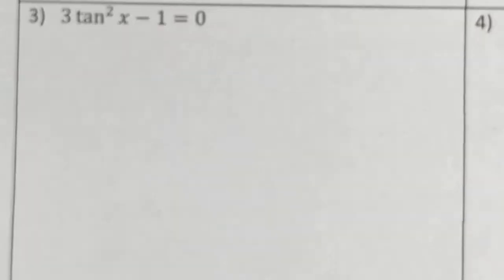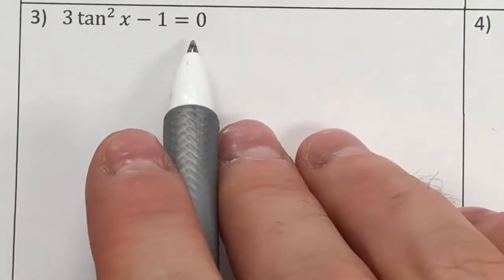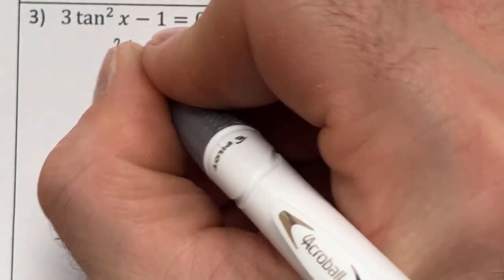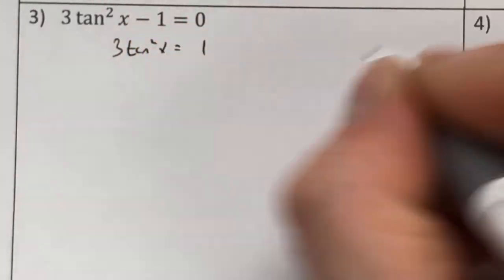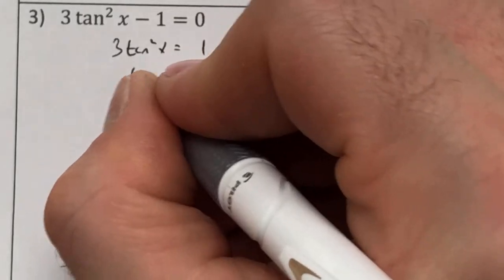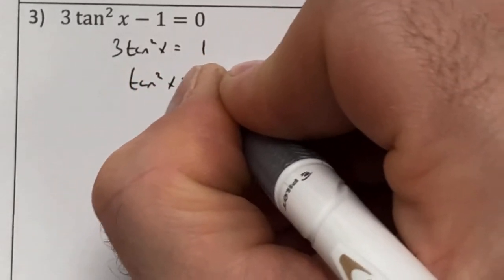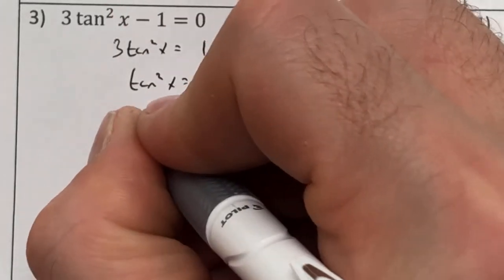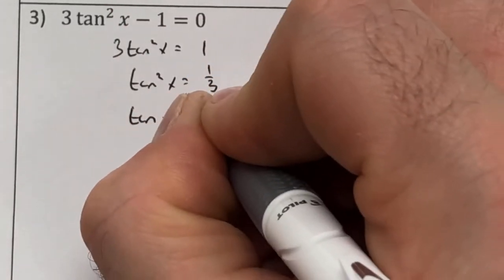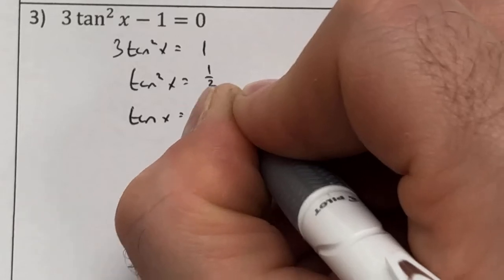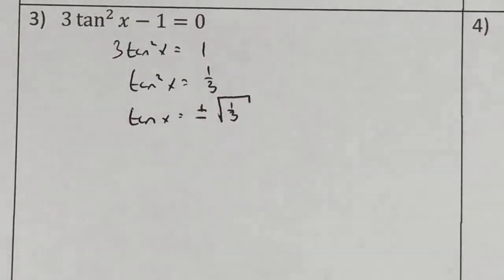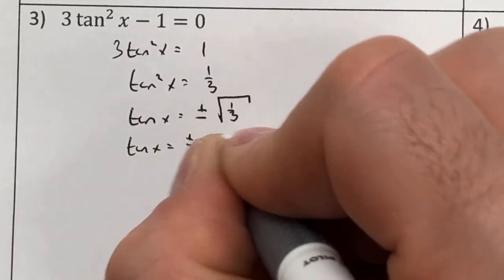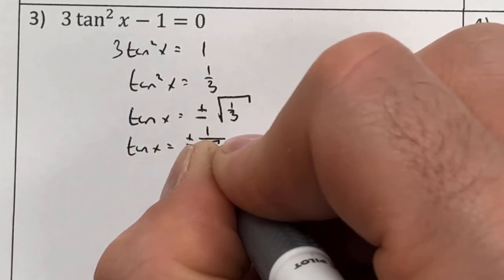Number 3. The procedure is the same. I want to isolate this trig function as best I can, which means 3 tangent squared of x is equal to 1. Move the 1 over. Move the 3 over, it's 1/3. And then I say, okay, I'm going to take the square root. So the tangent of x is equal to the positive or negative version of 1/3, which really says that the tangent of x is equal to the positive or negative 1 over root 3.